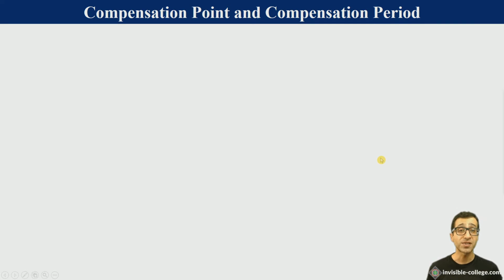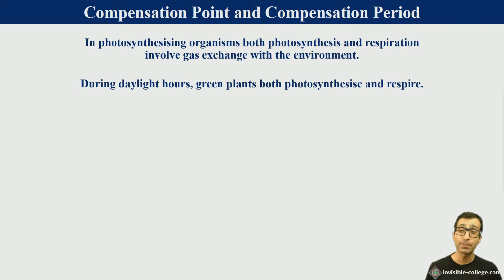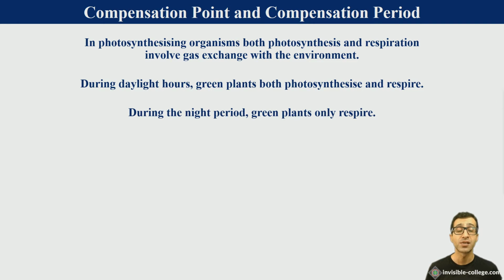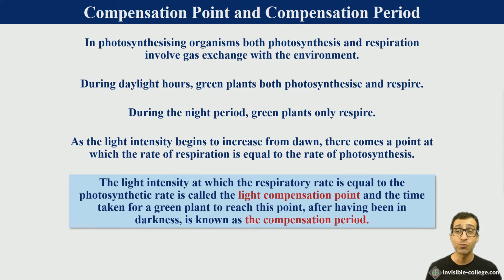So, in photosynthesizing organisms, both photosynthesis and respiration involve gas exchange with the environment. Now, during the daylight hours, green plants will do both of those processes, but during the night period, the plants will only respire. So as the light intensity begins to increase from dawn, there comes a point where the rate of photosynthesis is equal to the rate of respiration. Now, the light intensity at which those two processes become of equal rate is called the light compensation point.